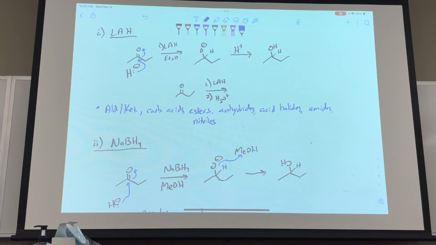All right. Any questions about these reductions?